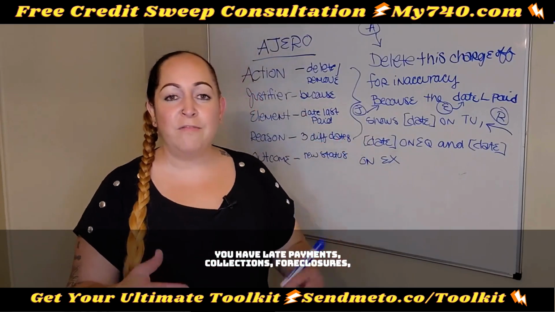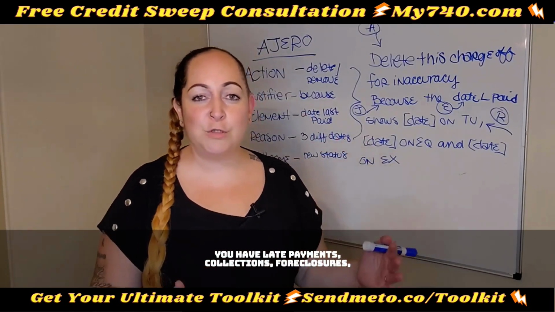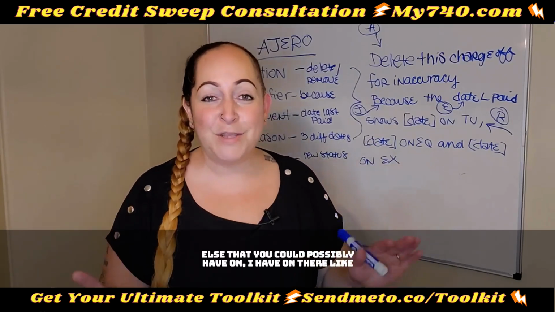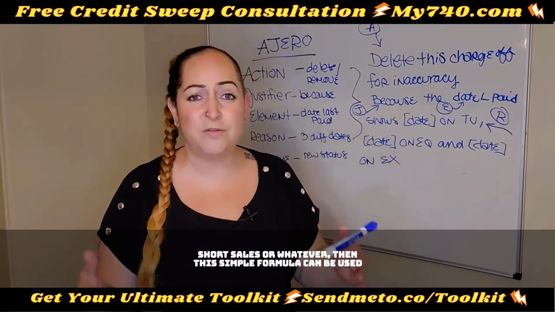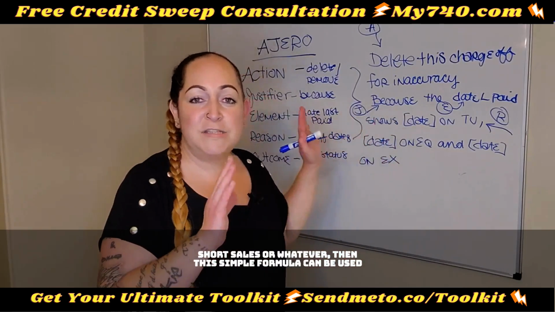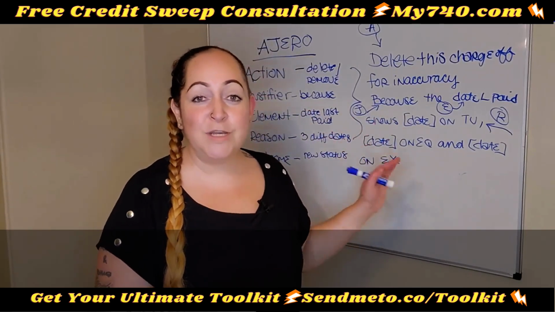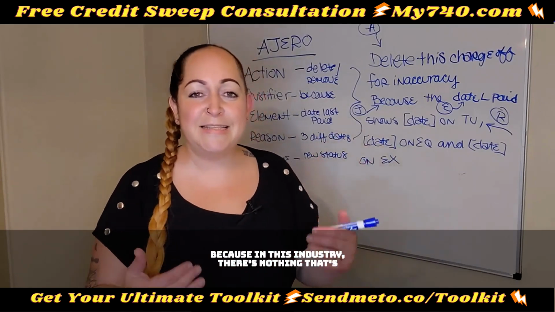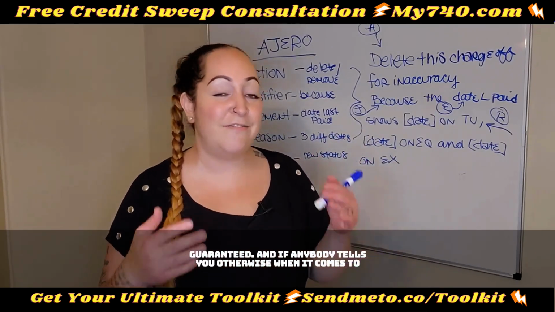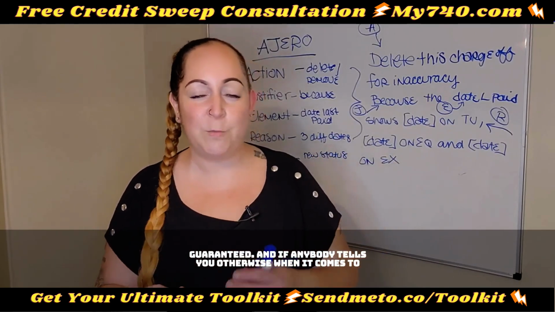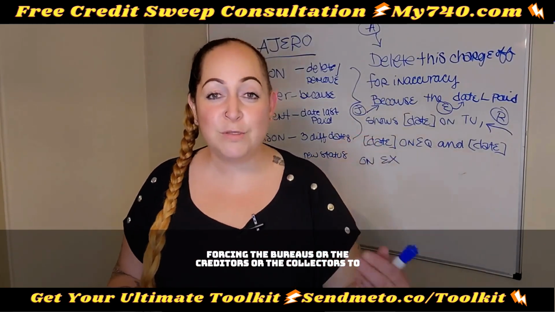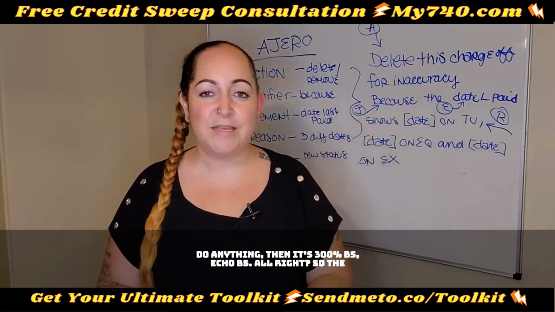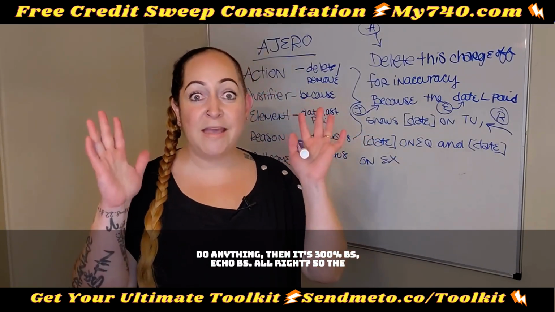So if you have late payments, collections, foreclosures, repossessions, bankruptcy, judgments, tax liens, or anything else that you could possibly have on there, like short sales or whatever, then this simple formula can be used to potentially remove that account. And I say potentially because in this industry, there's nothing that's guaranteed. And if anybody tells you otherwise when it comes to forcing the bureaus or the creditors, the collectors to do anything, then it's 300% BS. I call BS. All right.